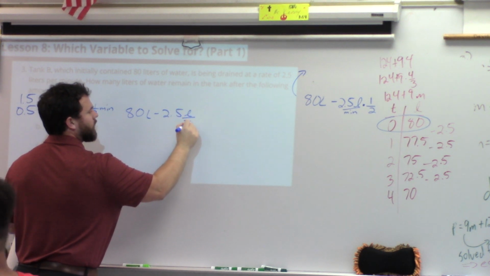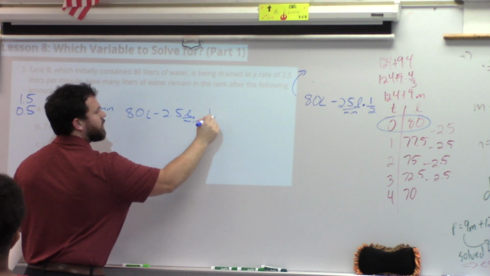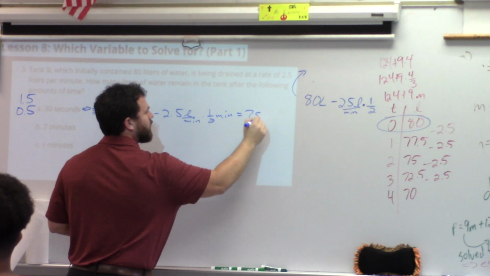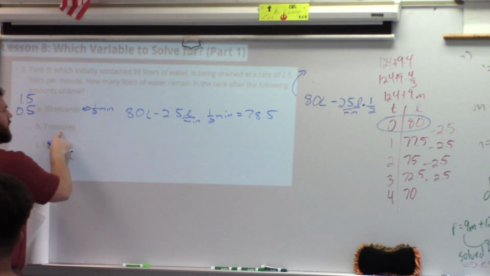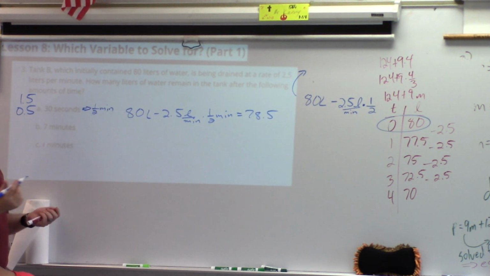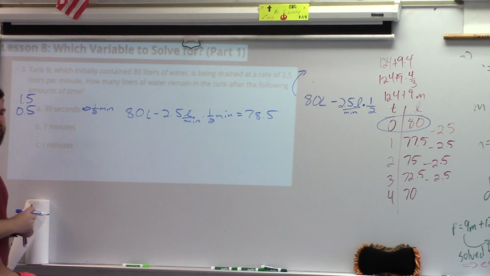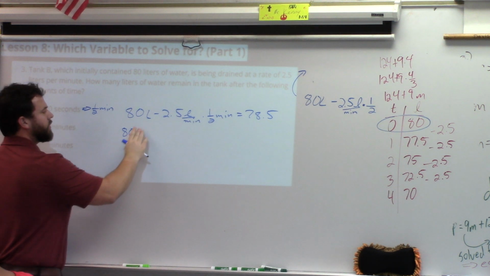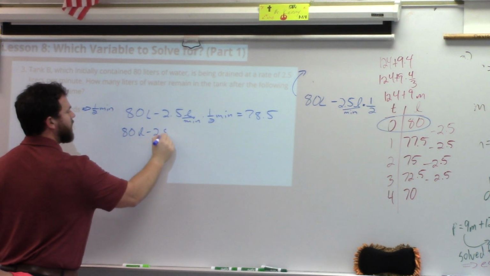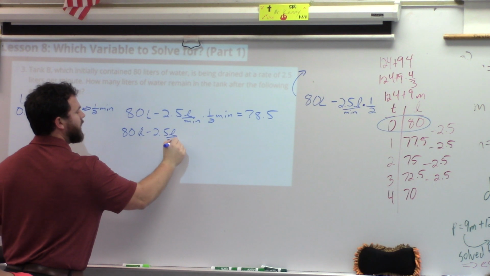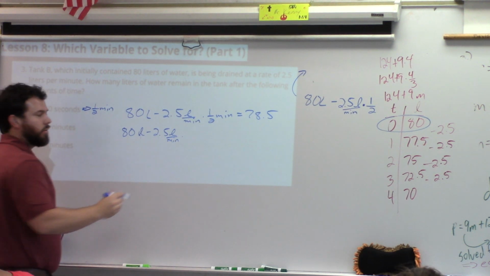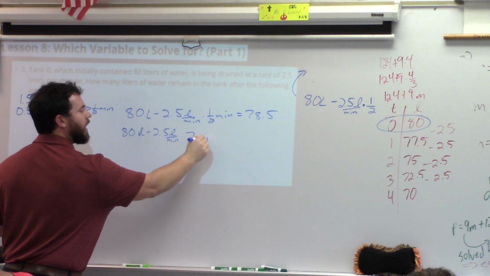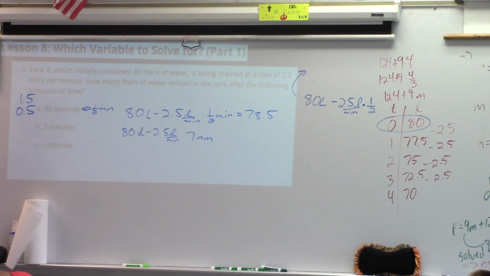75? 78.5? Yeah. And so then when I look at B, how many liters am I still starting with? 80. So 80 minus 0.5? 80 liters. Liters, okay. Minus 2.5 liters per minute times 7. Notice, why again am I doing times? Because it's repeated addition. Technically it's subtraction in this case, but you can think of it as adding a negative.